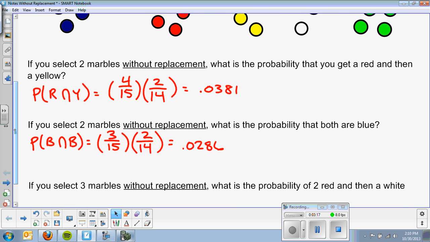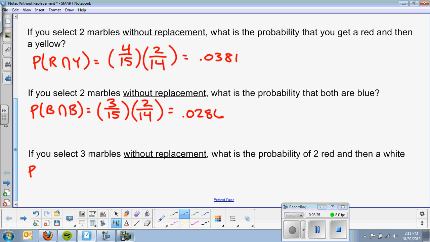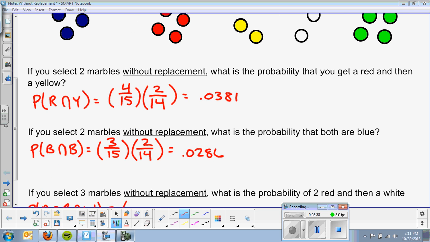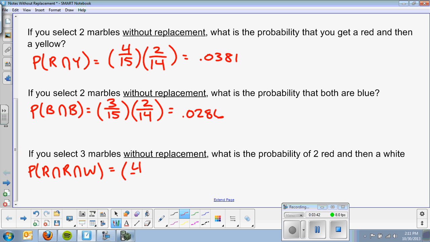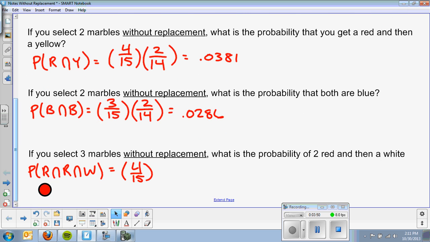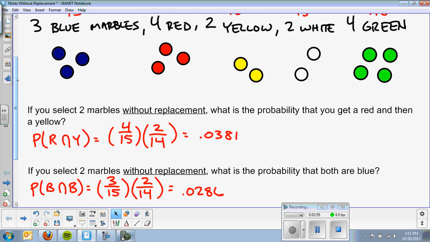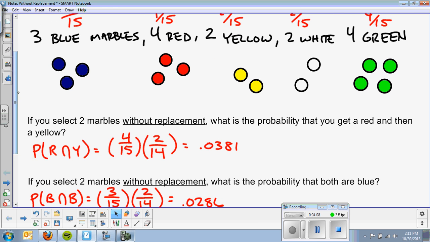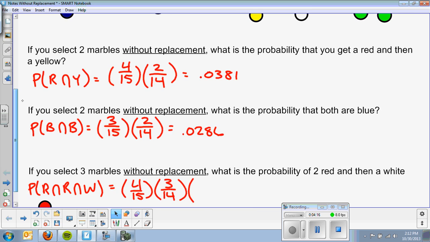What if I wanted to know, if I select 3 marbles without replacement, what is the probability of 2 reds and then a white? So, probability of red and red and white. Okay, again, the first one's pretty easy. What's the probability I select a red marble? So there are 4 red marbles out of 15. Okay, I'm going to assume that the first one I picked was a red one, so I'm going to bring it down here. Now, if I count the number of marbles left, I've only got 14 total, 1 less than I had before, and I only have 3 red marbles left. Okay, 3 red out of the total. So the last one that I'm going to select is now a white marble. So I've already picked this red one.